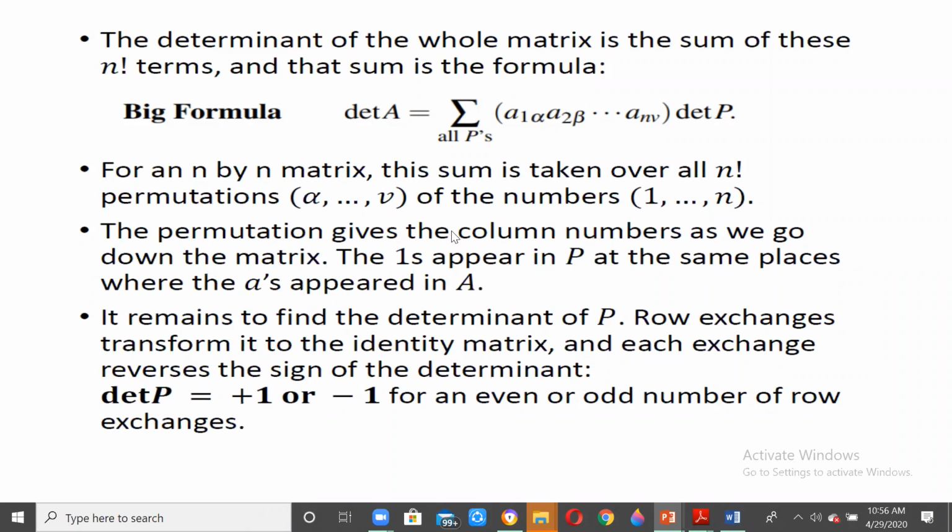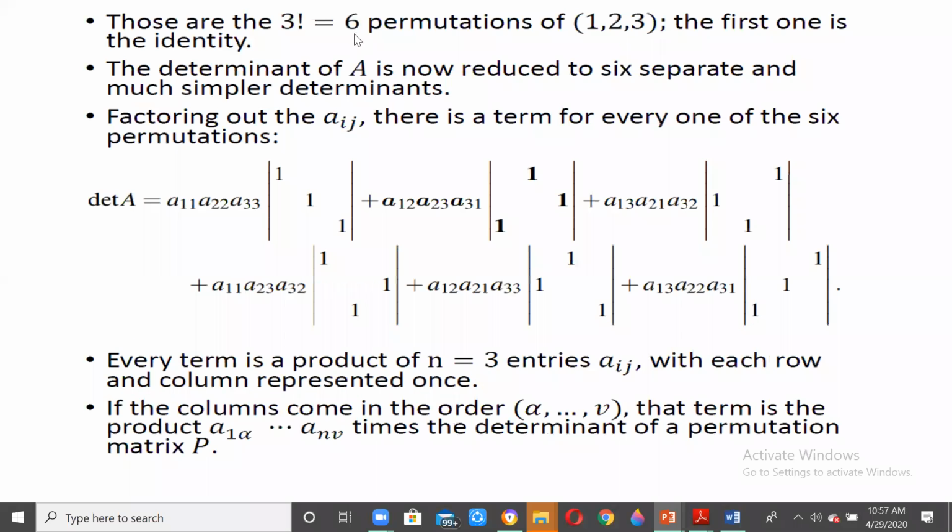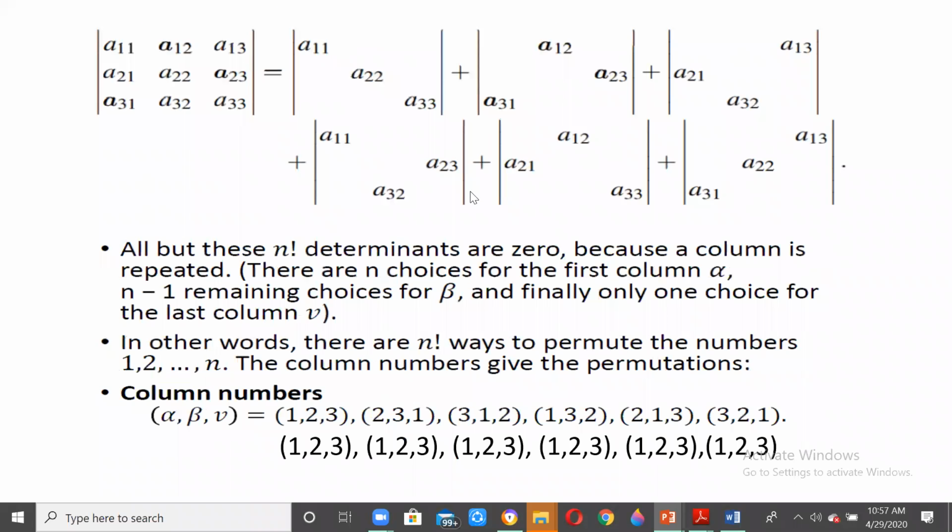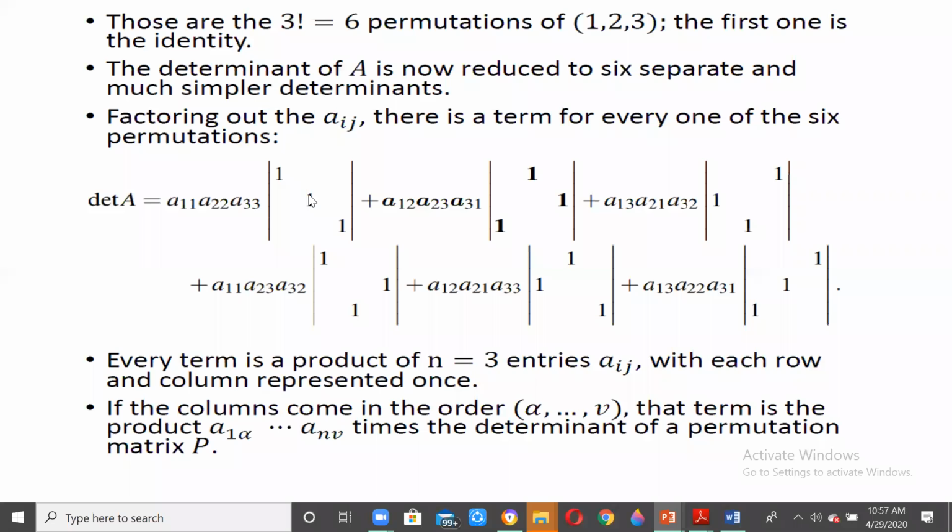So the permutation gives the column number as we go down the matrix. The ones that appear in P are in the same places where the A's appeared in A. So wherever the A's are there, correspondingly the ones appear only at those positions.